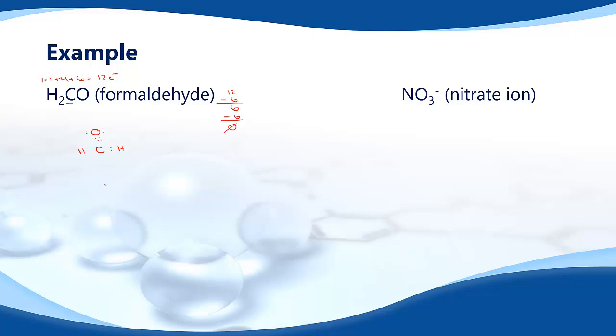And if I replace the bonding pairs with dashes, which you are allowed to do, oxygen, and then I have 1, 2, 3, 4, then hydrogen and hydrogen. Right, so this is formaldehyde.